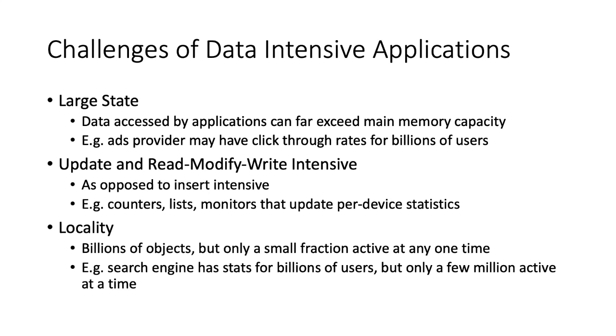The third is that even though we might have very large state with maybe billions of objects or key value pairs or whatever, typically only a small fraction will be active at one time. So for example, if we have a search engine that has statistics for billions of users, maybe only a few million are active at one time, and we can fit that amount of data in memory.